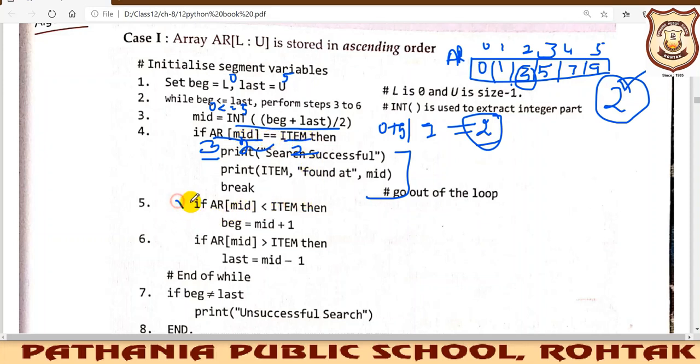Then we will go for this particular condition check. Now AR mid is 3, and is 3 less than 2? No, 3 is not less than 2, so this will not get executed. So we will come here: AR mid, that is 3, and is 3 greater than 2? Yes, so last will be mid minus 1.